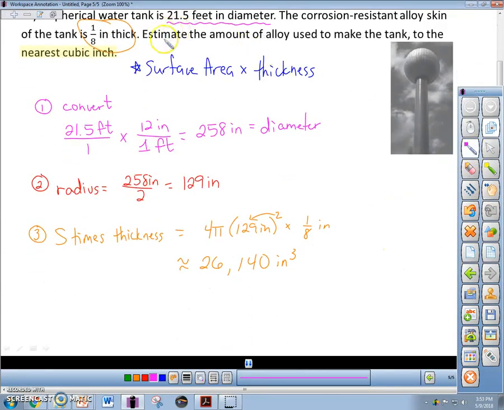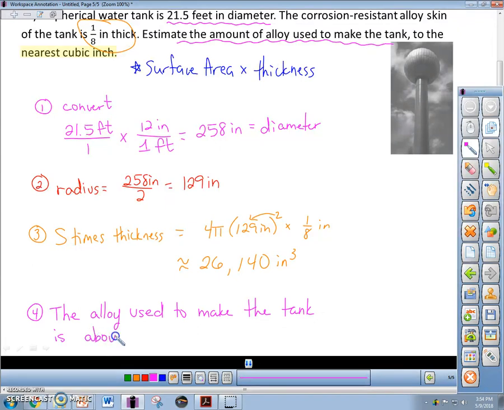Then we can write our conclusion. So this again is estimating the amount of alloy used to actually make the tank. So the alloy, which is a metal that's composed of different types of metals, used to make the tank is about 26,140 cubic inches.